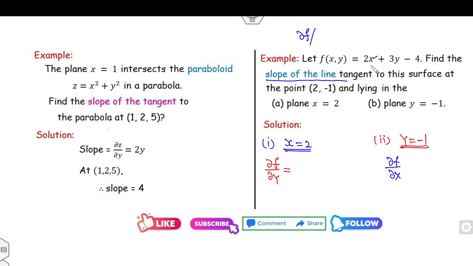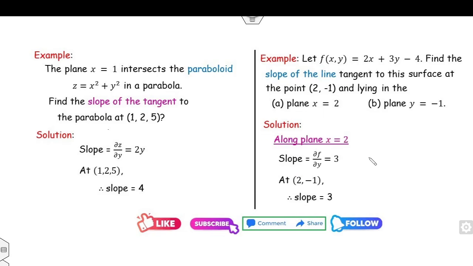So can you find the answer of this? What is the partial derivative of this function with respect to y? 3. Now at the given point 2 comma minus 1, your slope is the same. Similarly for the second method, you can substitute the value of x equal to 2 in the given plane. Then your f will be, 4 will be cancelled out, only 3y. Then df upon dy is my 3, the slope.